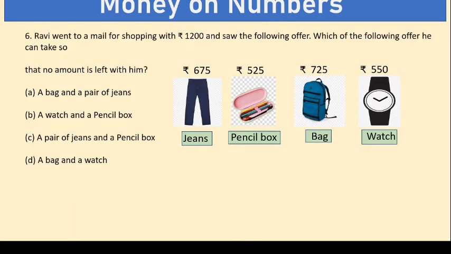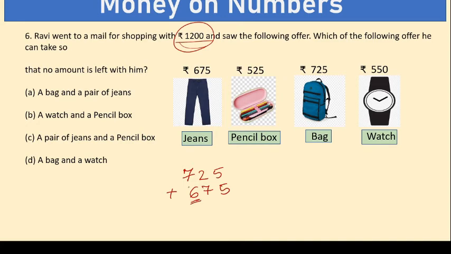Now come to the next question, which says Ravi went to a mall for shopping with rupees 1200 and saw the following offer. Which of the following offers can he take so that no amount is left with him? That means the offer that we choose should sum up exactly to 1200. So all you need to do is find the sum of the pair of the items. The first one is a bag and a pair of jeans, which is rupees 725 plus 675.